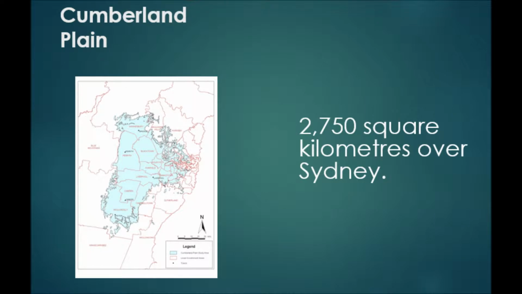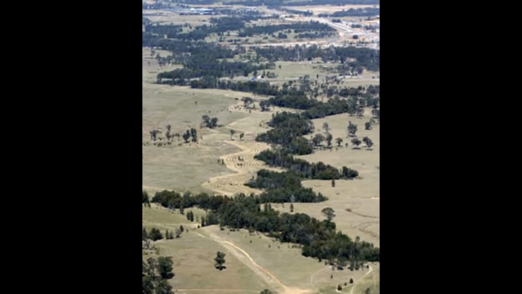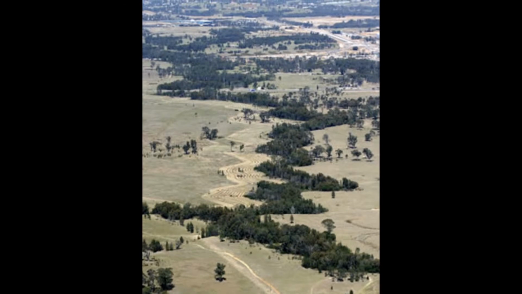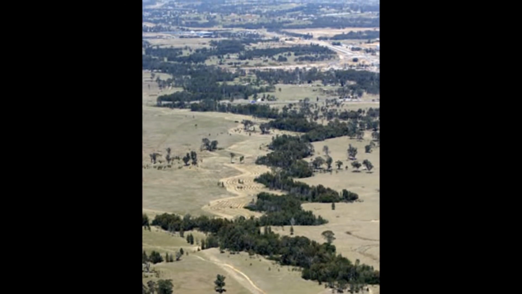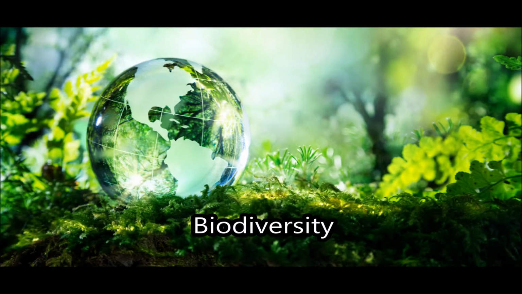A perfect example of an Australian woodland is the Cumberland Plain, which spans roughly 2,750 square kilometres over Sydney. The Cumberland Plain is a vast ecosystem that provides a habitat for countless numbers of Australian flora and fauna. Hence, the ecosystem is highly important for both ethical and social reasons.